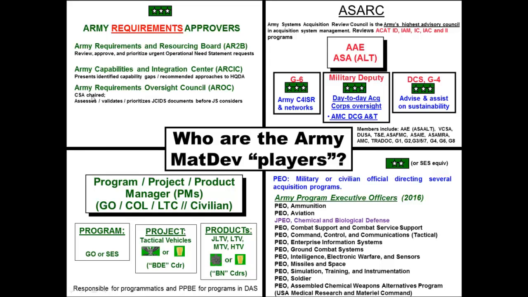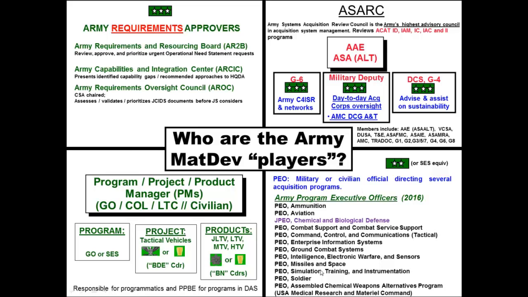That's chaired by the Chief of Staff of the Army, who assesses, validates, and prioritizes our JSIDS documents. The ASARC, the Army Systems Acquisition Review Council, looks at all these different programs. The G6 is providing information on C4ISR and networks. The G4 is providing information on sustainability. How are we going to sustain this new piece of equipment? And the military deputy to the ASA(ALT) is providing information on acquisition and the military aspect of it, working with AMC.